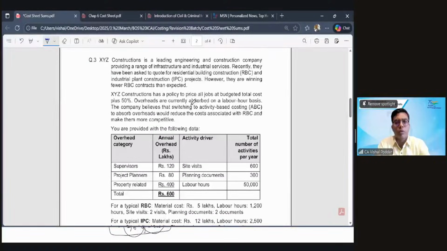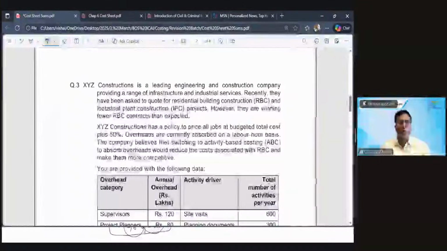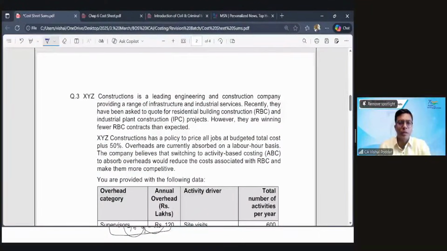Now, what is the data? XYZ Construction is a leading engineering and construction company providing a range of infrastructure and industry services. They have been asked to quote for a residential building construction and also an industrial plant construction. So we have these two projects for which you are supposed to give them a quote.